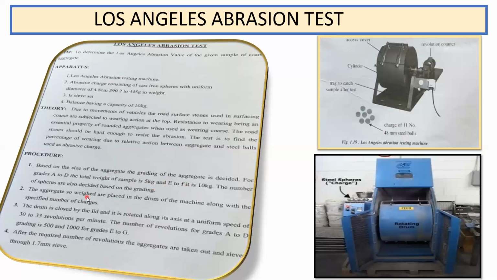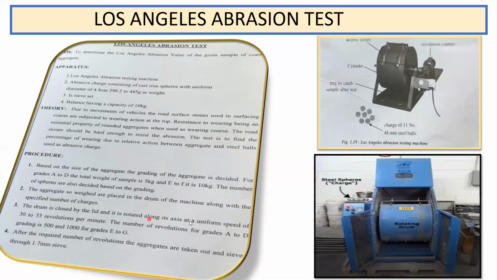So the aggregate to be weighed is placed in the drum of the machine along with the specified number of charges. Whatever aggregate you want to test is put into this rotating drum. You can see there's a handle here. You have to take it out and fill all the aggregates into this. Along with that, you have to fill the steel balls also. So the drum is closed by the lid. The lid, what you can see, with this we are going to close it.